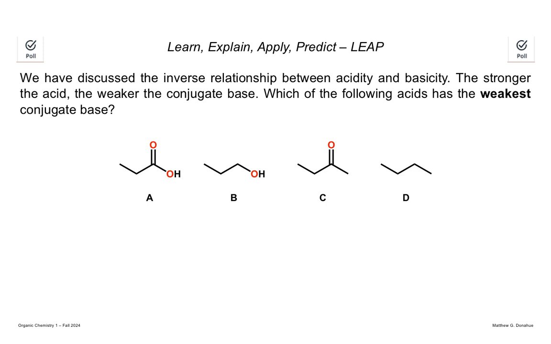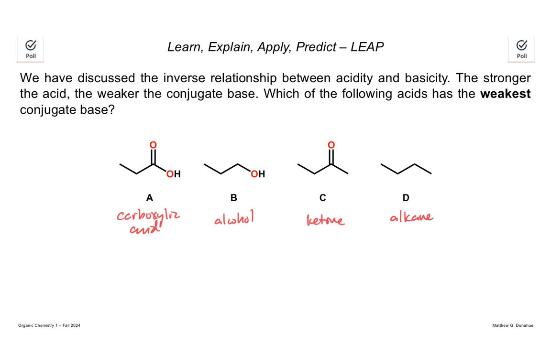The first thing we'll do, let's just identify the main functional group. So A is a carboxylic acid. B is an alcohol. C is a ketone. And then D is an alkane. So it says, which has the weakest conjugate base? So it's really asking you which one of these is the strongest acid.